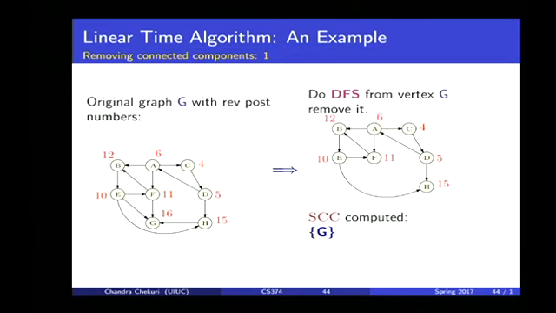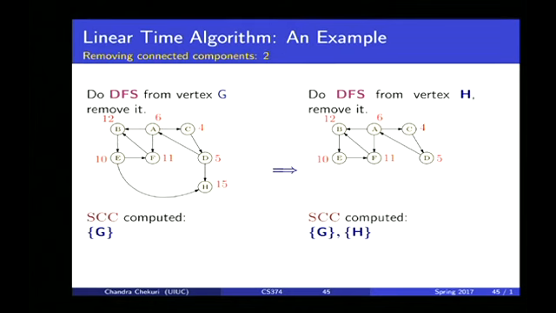I explore the graph from G. What happens? I get G. I remove it. Okay, what's the next guy in the ordering? H. Again magic is happening, right? Okay, so I explore from H. What happens? I remove H.